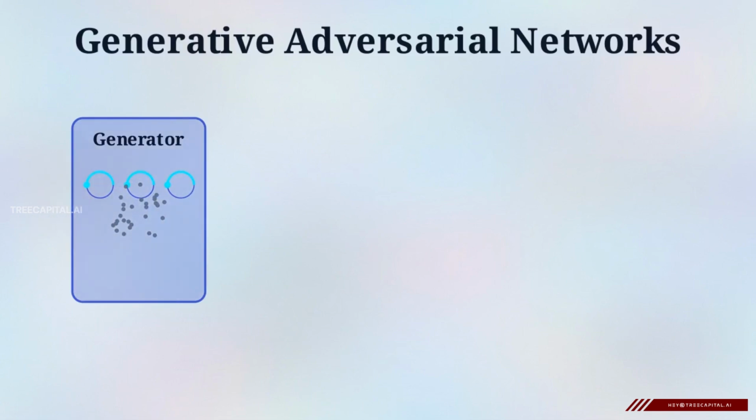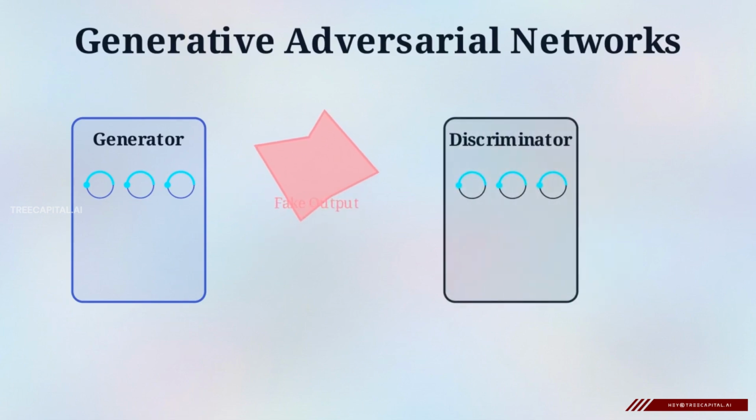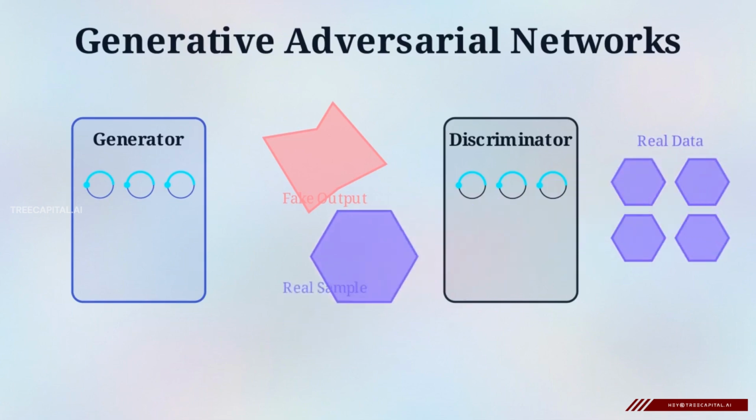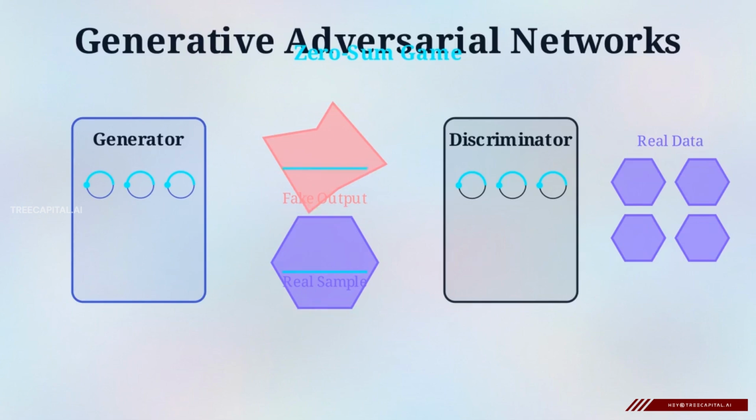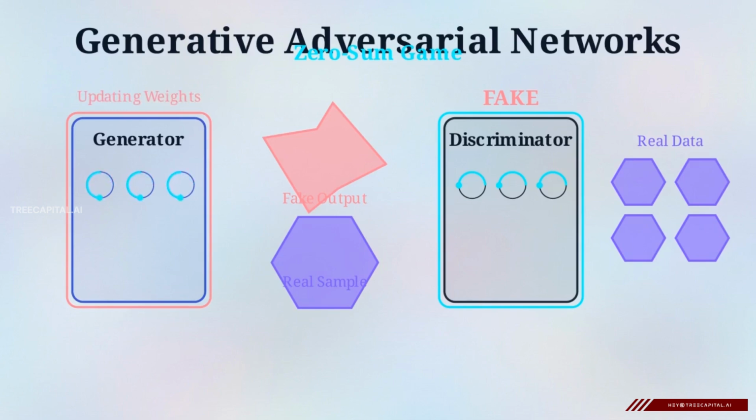The first is the generator. Its only job is to take a field of pure random noise and try to synthesize fake data. The second network is the discriminator. It acts as a judge, taking the generator's fake output and comparing it against a database of authentic, real-world examples to spot the forgery. This creates a mathematical zero-sum game.